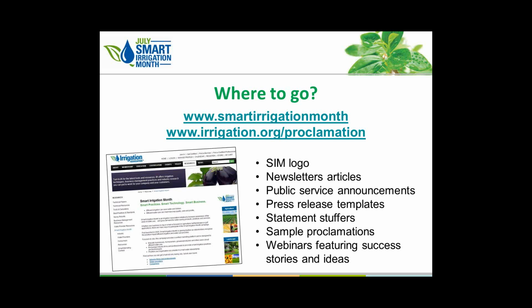The first one listed is Smart Irrigation Month, and you just click on that, and you can go in and really find a lot of different resources that you can use in your own company. You can put a kind of plan together for how your organization is going to promote and get behind this initiative. There's the SIM logo, newsletter articles, public service announcement, press release templates, statement stuffers, sample proclamations, and a webinar featuring success stories and ideas. So there's a lot of good information there, and it's a really great place to start.